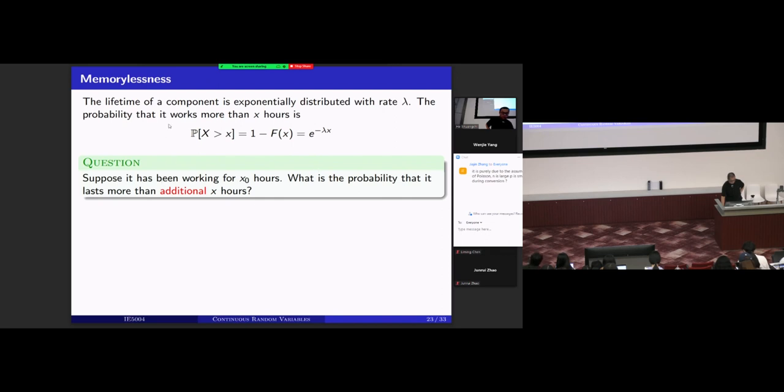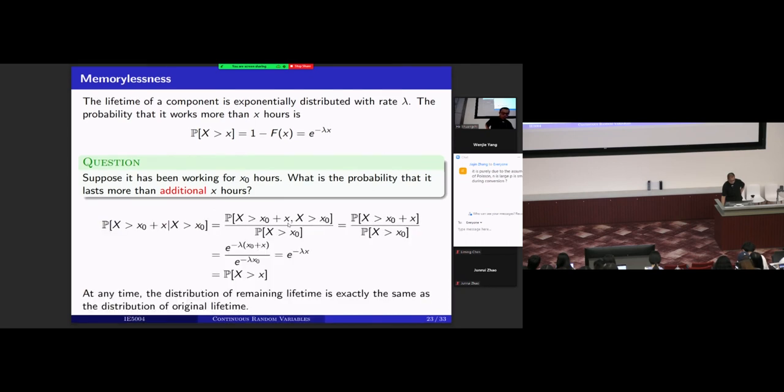If a component has been working for x0 hours, what is the probability that it lasts more than an additional x hours? I think a standard way is just to follow the definition of conditional probability, which is very similar to what we did for the geometric distribution. So essentially, we wish to know this conditional probability.